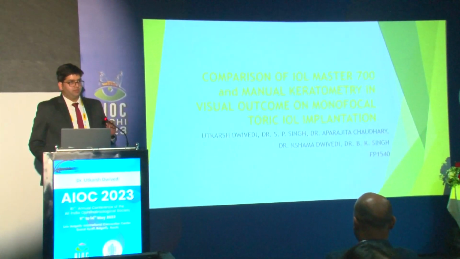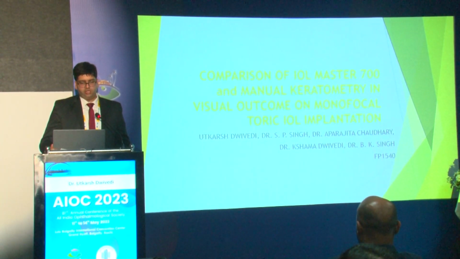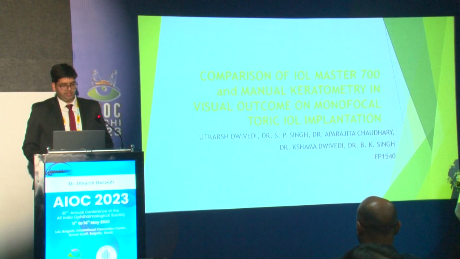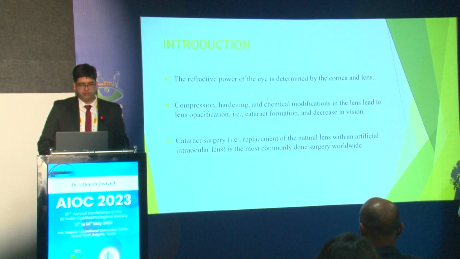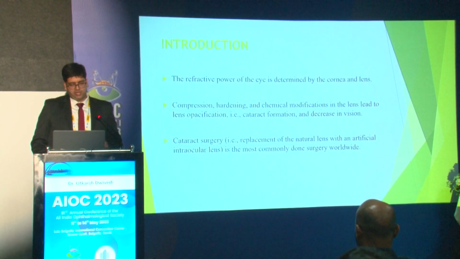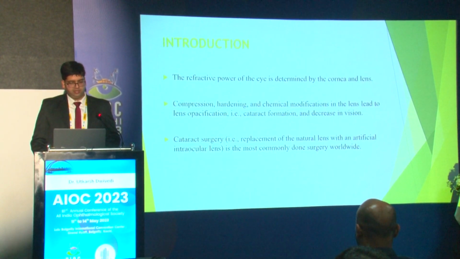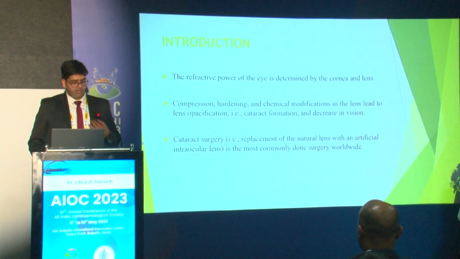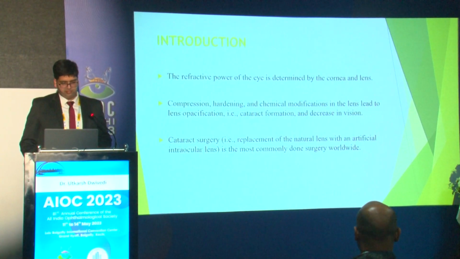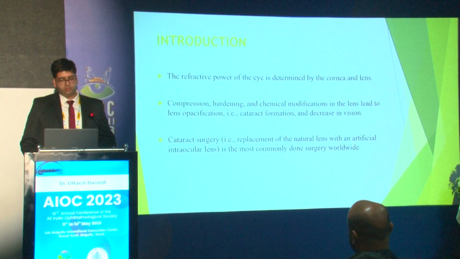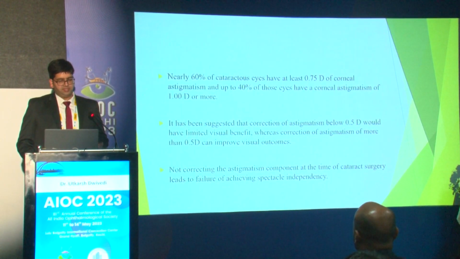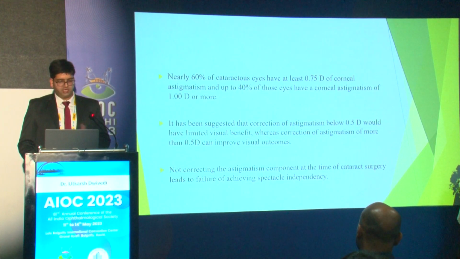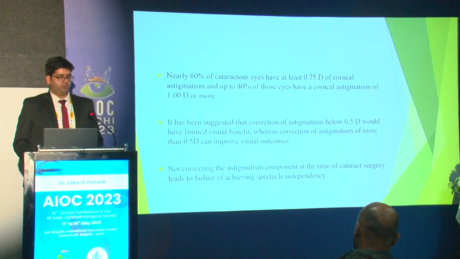Good afternoon, everyone. I'm presenting my paper on comparison of IOL 700 and manual keratometry in visual outcome on monofocal toric IOL implantation. Introduction. The refractive power of the eye is determined by the cornea and the lens. Whenever there is cataract formation, there is decrease in vision, and cataract surgery is the most commonly done surgery worldwide. Nearly 60% of cataractous eyes have at least 0.75 diopter of corneal astigmatism, and out of them 40% have corneal astigmatism of 1 diopter or more.